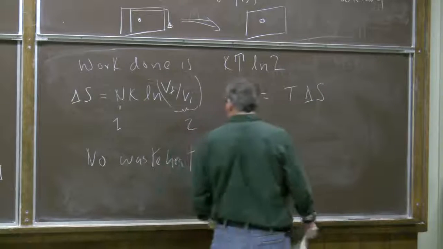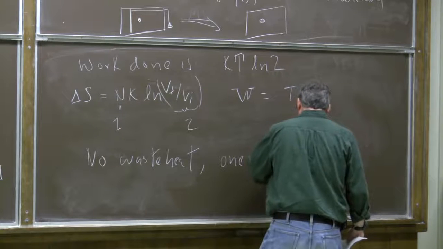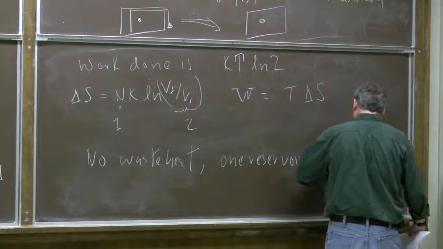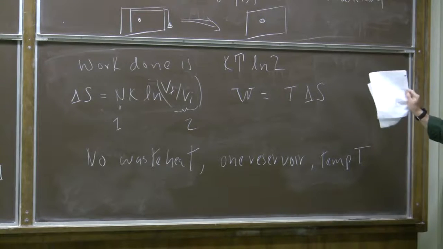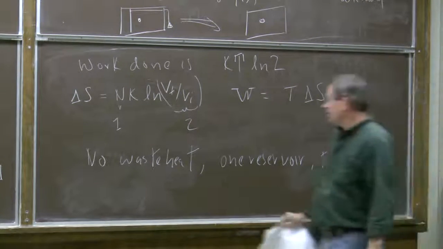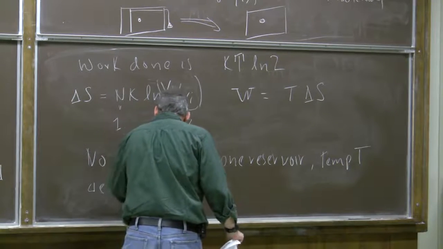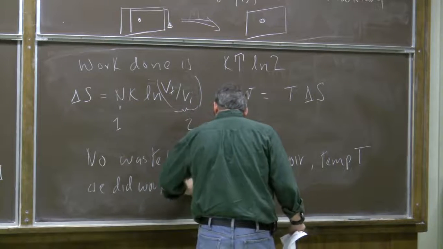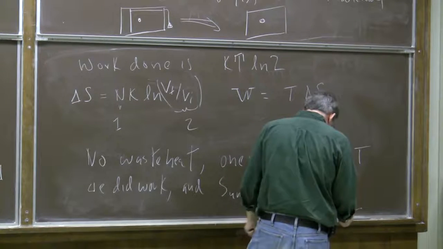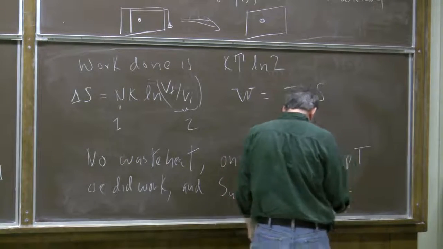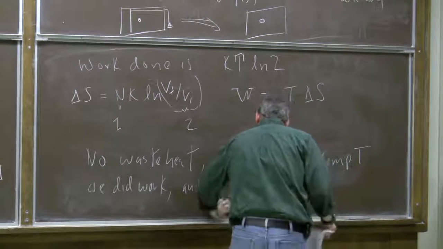We only had one temperature, one reservoir, temperature tau. We were able to steal a kT log 2 of energy from the reservoir and do useful work with it. We did work, and the entropy of the whole world... forget about the entropy of the whole world.